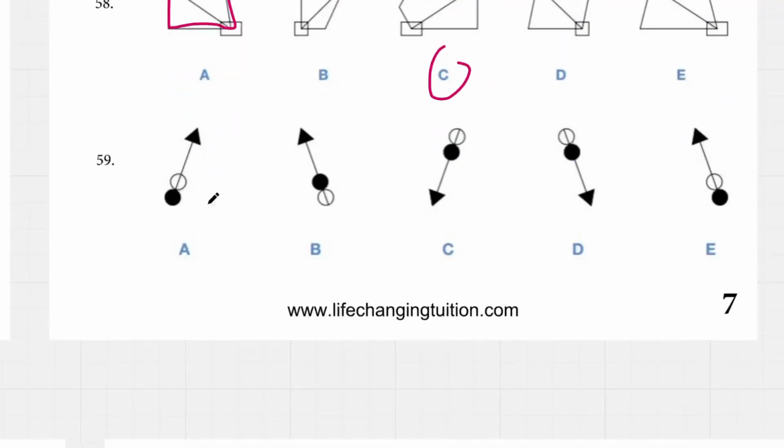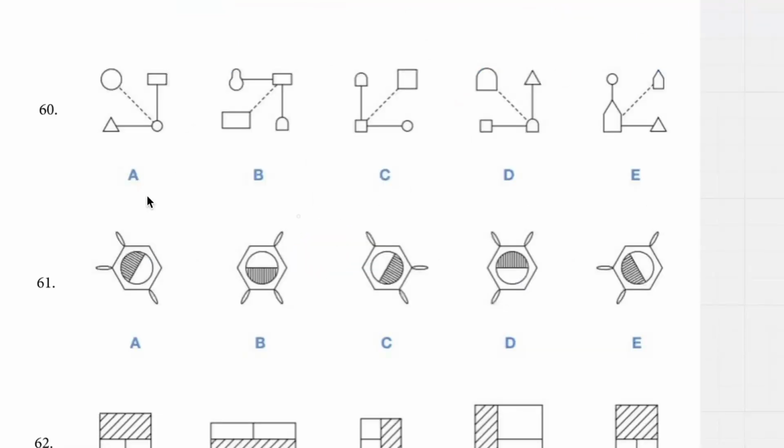59. The white circle is always on top of the black dot, on top of the black dot, on top of the black dot, and on top of the black dot. However, B is the only one where it's under the black dot.